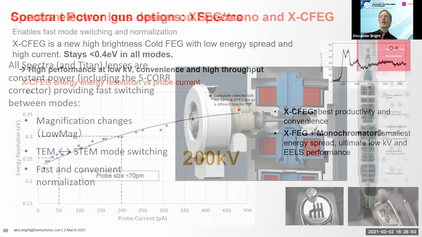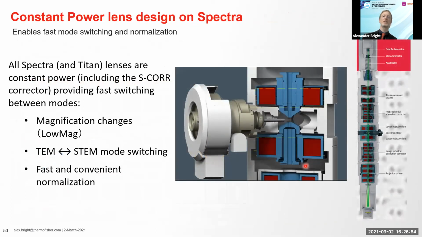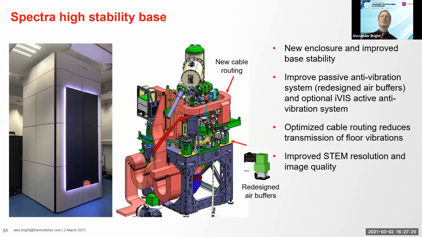So a very popular key feature of Spectra, and indeed all of the Titan series, is the constant power lens design. It means even as you change the strength of all of the lenses in the column, there's no change in the heat generated. So you don't see any thermal drift as you change magnification, go to low mag, change between TEM and STEM, and even normalize all of the lenses. No thermal drift, so almost no waiting time when you change modes. That's really a big advantage of the Spectra system.